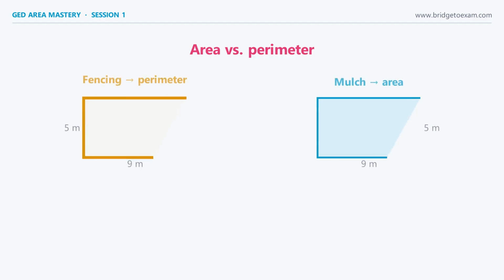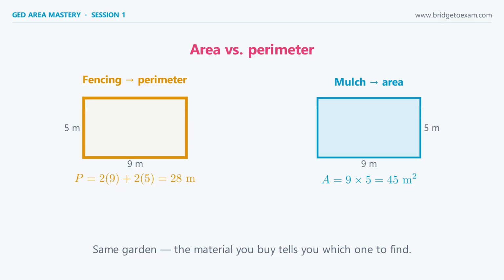Now here's the distinction the GED tests constantly. Area versus perimeter. Perimeter is the distance around the outside. Area is the surface inside. Same picture. 2 different questions. Take a garden 9 meters long and 5 meters wide. Fencing follows the boundary, so fencing needs perimeter. 2 times 9 plus 2 times 5 is 28 meters. Mulch covers the inside, so mulch needs area. 9 times 5 is 45 square meters.